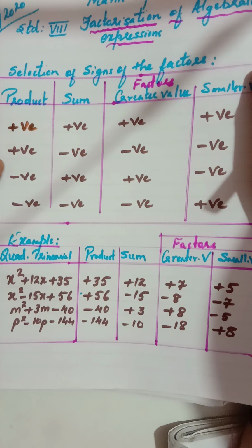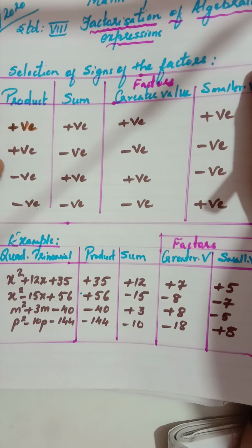So now see children, you are going to make the table. Here you will write, first column is your product. The heading will be selection of signs of the factors. The columns are product, sum, factors, greater value, smaller value.